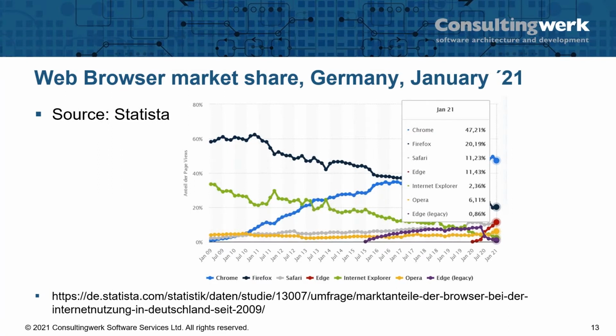So Google Chrome is a very good foundation. When we look at the browser market share, then we see the blue line, that is Google Chrome, that has been available now for 12 years, since 2009, and constantly grew in market share. Now in Germany, this January it had a market share of 47%. And we see that most of the other browsers, something like Internet Explorer, have completely disappeared, and others are very, very low.